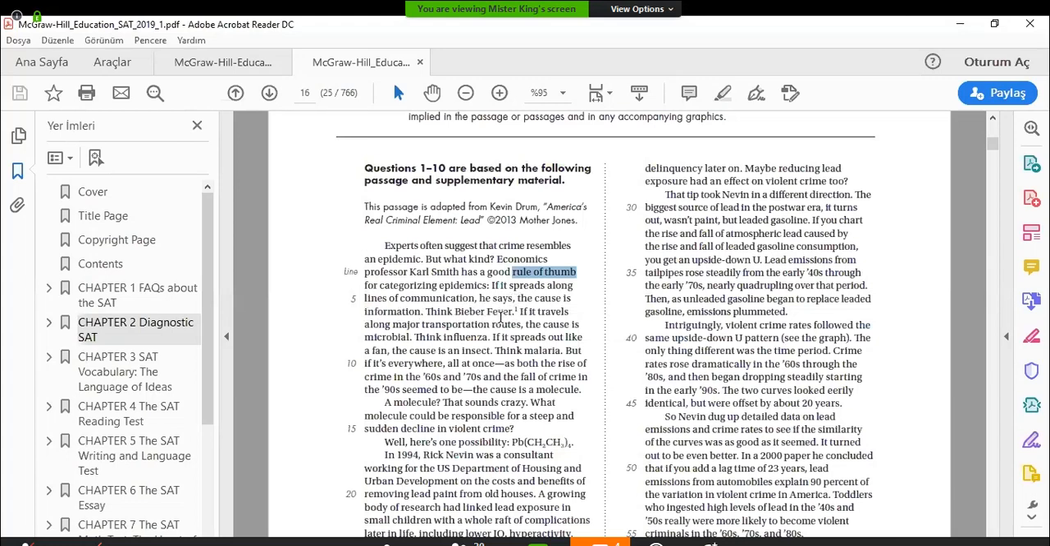If it spreads along lines of communication, he says the cause is information. Think Bieber fever. If it travels along major transportation routes, the cause is microbial. Think influenza. If it spreads out like a fan, the cause is an insect. Think malaria. But if it's everywhere, all at once, as both the rise of crime in the 60s and 70s and the fall of crime in the 90s seem to be, the cause is a molecule.